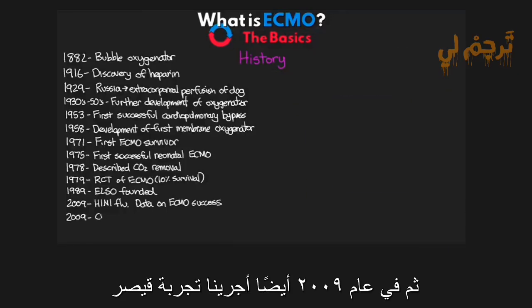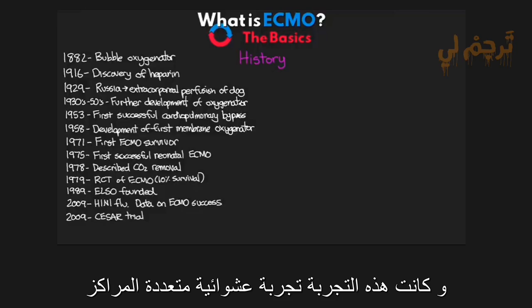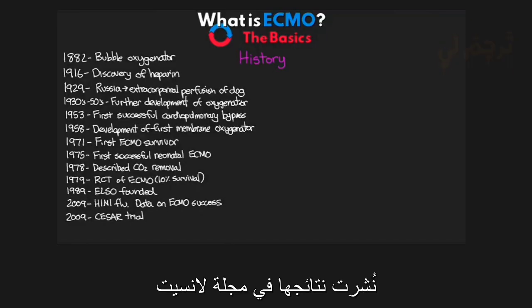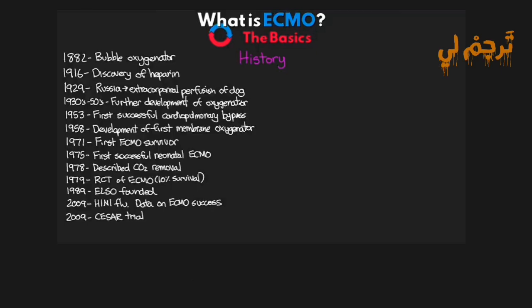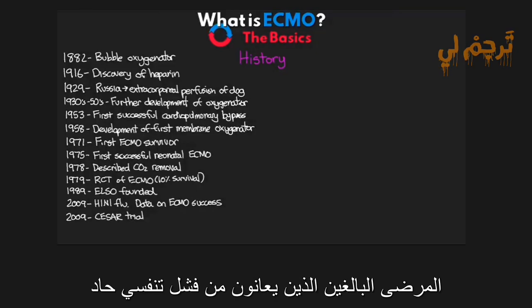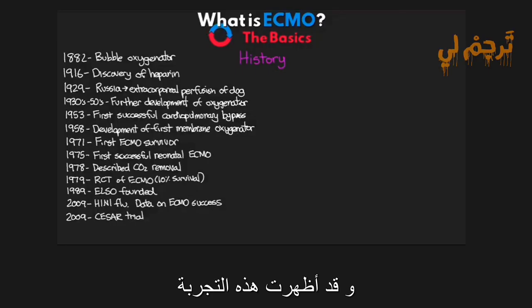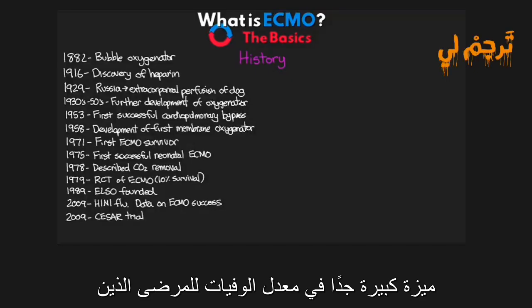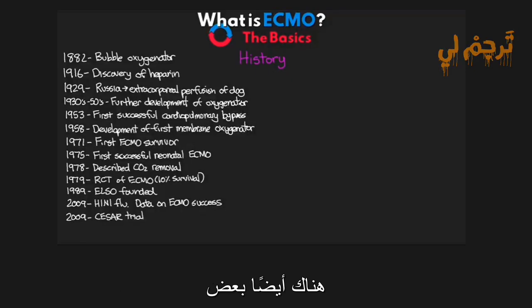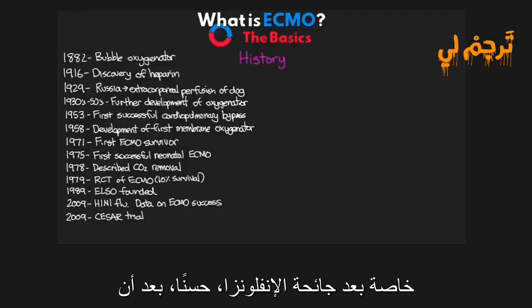Then also in 2009, we had the CESAR trial. This trial was a multi-center randomized controlled trial that published its results in The Lancet. Essentially, they were comparing conventional ventilatory support with ECMO in adult patients who had severe respiratory failure. In this trial, it showed a pretty significant advantage in mortality for patients who ended up in the ECMO arm of the trial. Now, there were also some additional trials from that point till now, but this was really the big one that really shifted the perspective, especially following that flu pandemic.